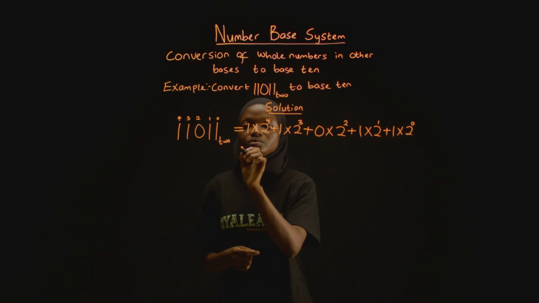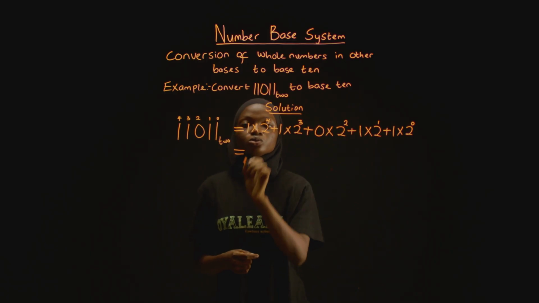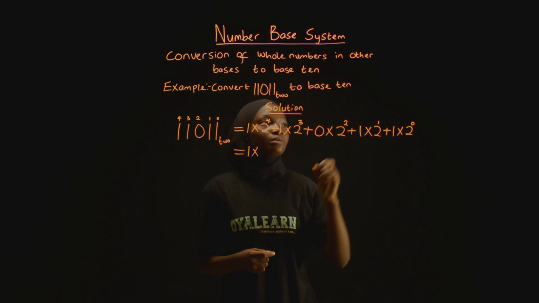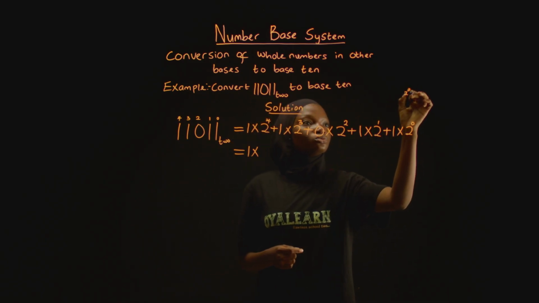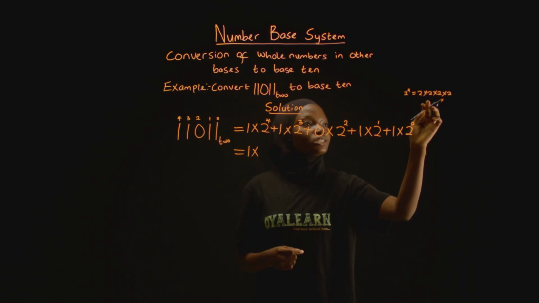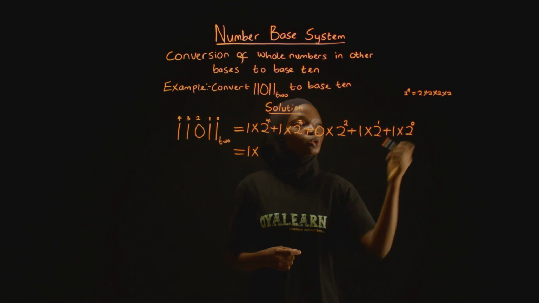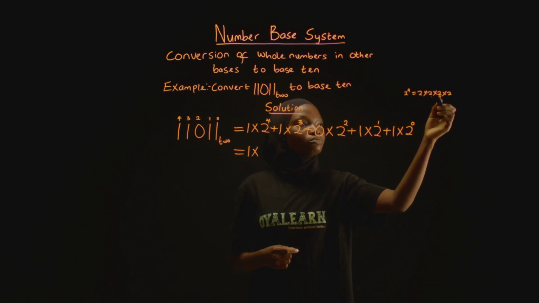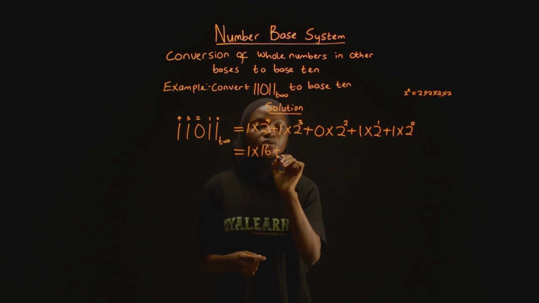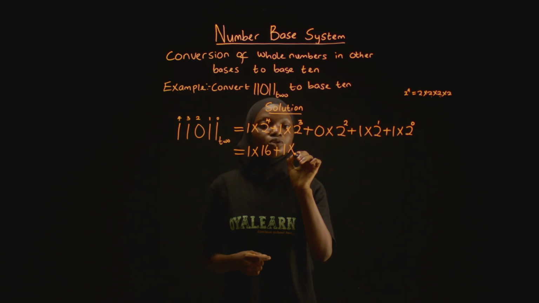Then we simplify. This becomes equal to 1 multiplied by 2 raised to the power of 4. That means 2 times 2 times 2 times 2, 4 times: 1, 2, 3, 4. So 2 multiplied by 2 here, that's 4. Multiplied by 2, 8. Multiplied by 2, 16. So you have 16 here, plus 1 multiplied by 2 raised to the power of 3.